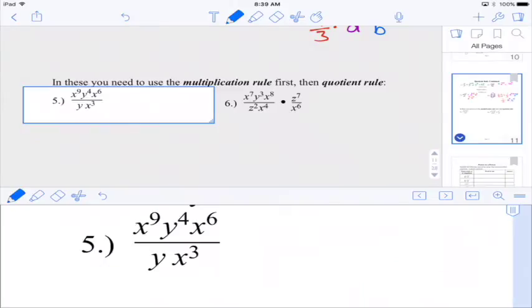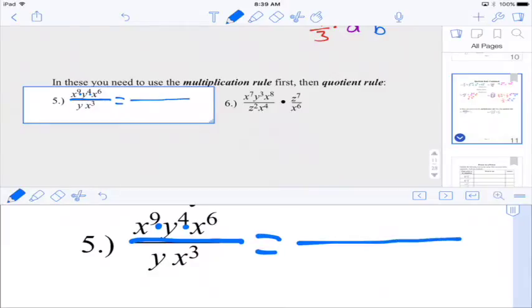What we're going to do is we're going to use the multiplication rule first, then the quotient rule. We're going to put it all together. We're going to do the multiplication rule on top. So we have x to the 9th times x to the 6th. Remember, when we multiply the same base, we add exponents. So this is x to the 9 plus 6, aka 15.